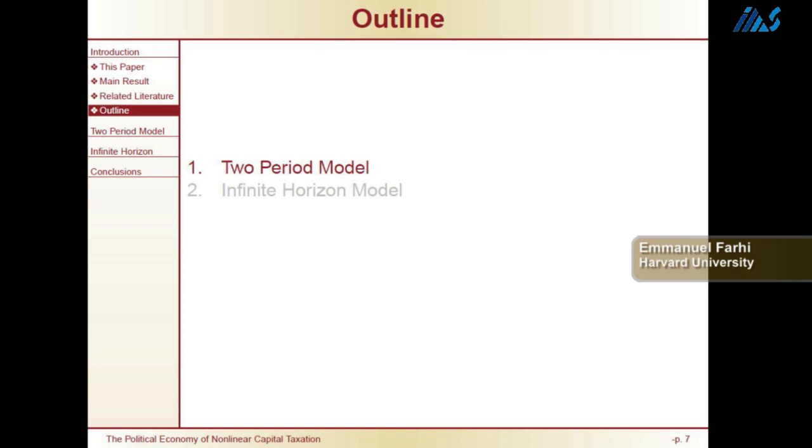I'm sorry? So in my model, I'm not going to put aggregate shocks. I could, and then the optimal tax code would have to be contingent on these shocks. It's not inconceivable. But anyways, no aggregate shocks here, so it will be easier.